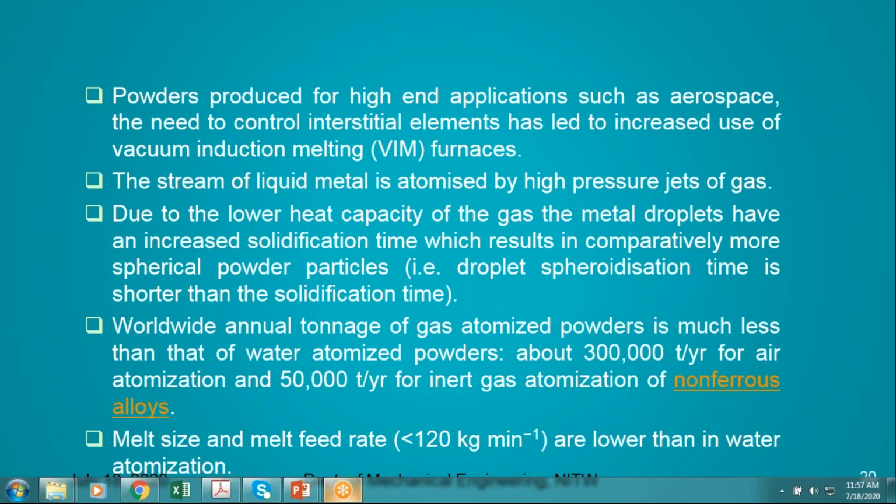And worldwide we are using this gas atomization. The annual tonnage of gas atomization powder is much less than the water atomization process. That is 3 lakh ton per year for air atomization and 50,000 ton per year for inert gas atomization for non-ferrous alloys. And the melt size and the melt feed rate for gas atomization, less than 120 kg per minute, are lower than the water atomization process.